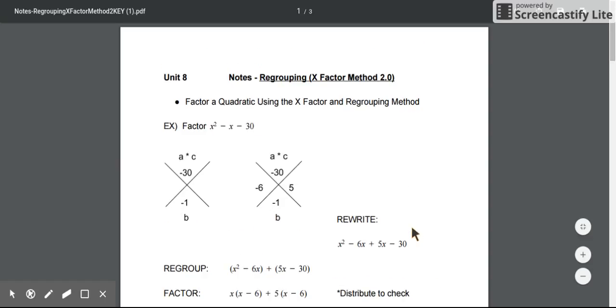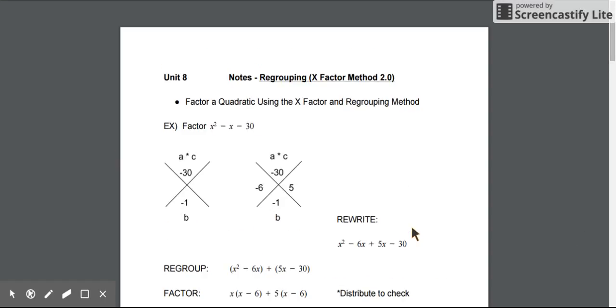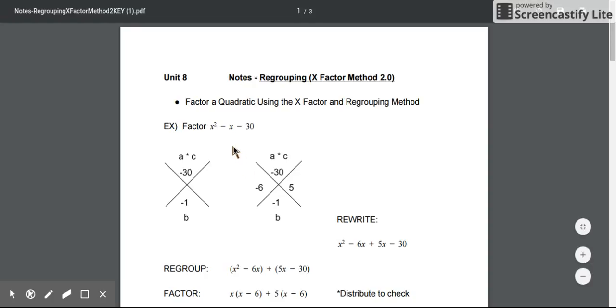In this video, we're going to continue using our X factor method. However, in this video, we're going to add that additional step that we skipped in our last video. It's called a regrouping factoring method. We're going to start off with a quadratic that we can use just the basic X factor method for.